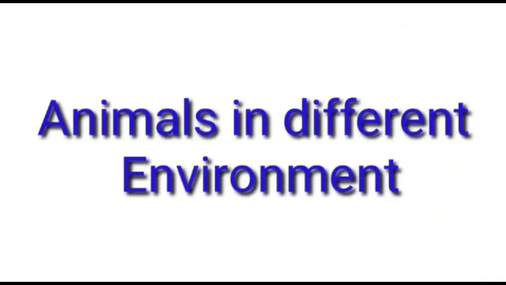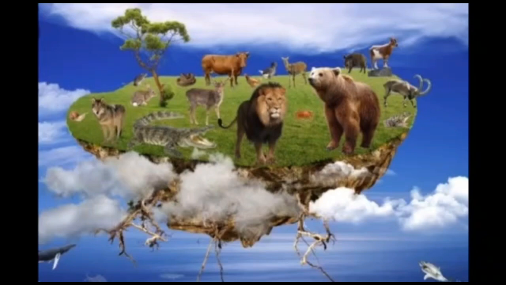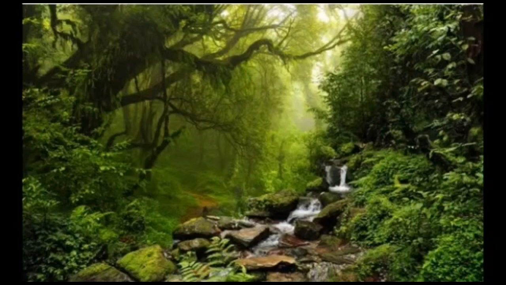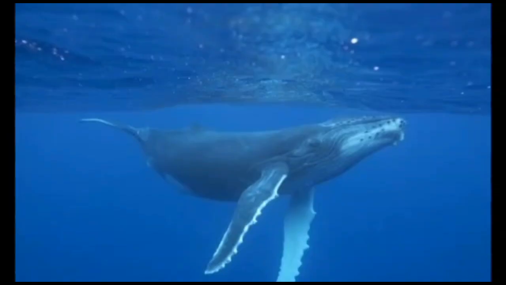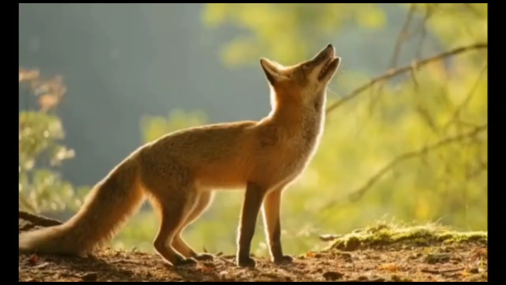Animals in different environments. Our earth provides place for lakhs and lakhs of animals to live. The living place of an animal or a plant is called habitat. The basic needs such as food, water, shelter and place to breed are found in a habitat. Habitat can be as big as a forest or as small as a leaf. Animals live in different conditions. For example, whales live in sea water and fox live in forest land.